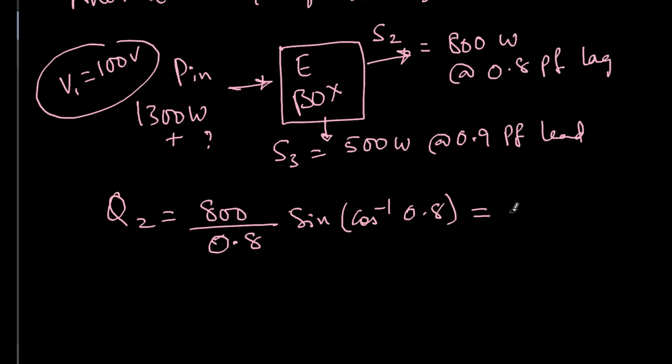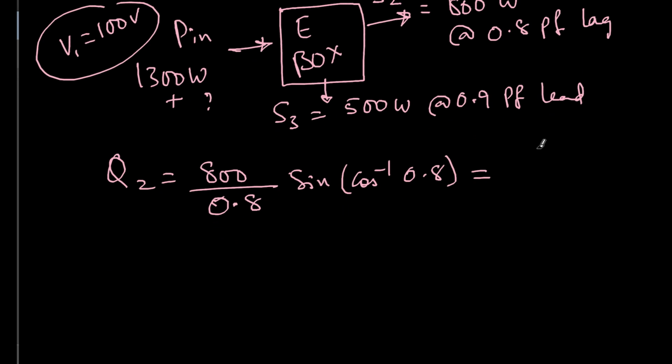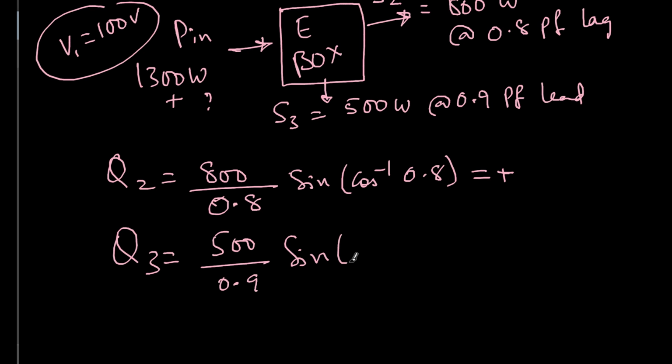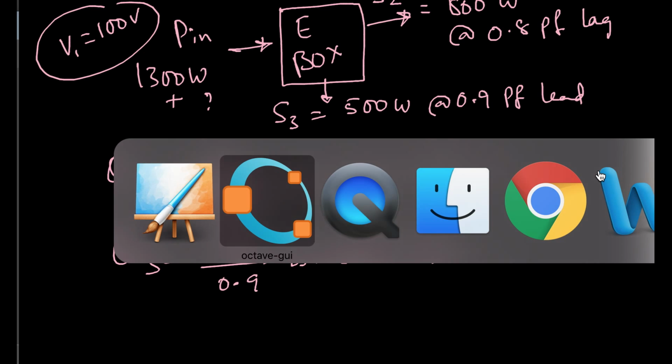And because this is lagging, I'll consider Q2 as the power demand, a positive Q2. Similarly, Q3 will be 500 divided by 0.9 multiplied by sine of cos inverse of 0.9. If I know that, then I'll know the reactive power supplied by Q3. So let's do these calculations quickly.